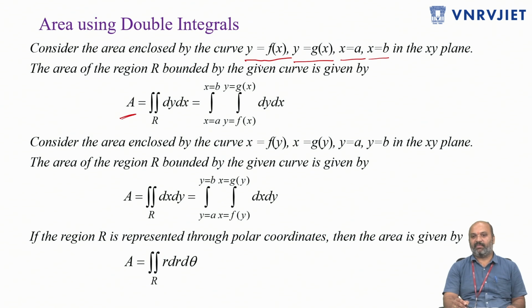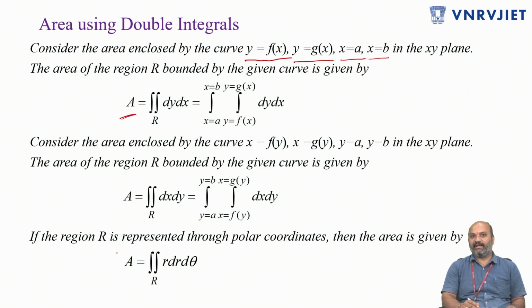Suppose the region is bounded by the curves f of y, g of y, where f and g are functions of y, that is, x limits are functions of y and y limits are constants, say a and b, also in the xy plane. In such a case, the area is the double integral of dx dy. Since x limits are functions of y, first we integrate with respect to x, next with respect to y. This is the evaluation of area using double integrals in Cartesian coordinates.